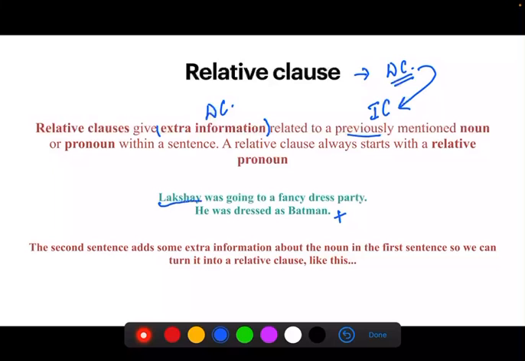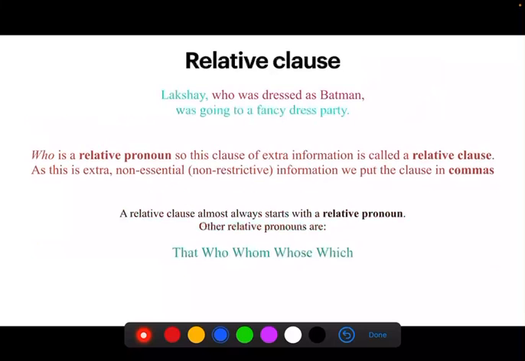So, we can turn it into a relative clause like this. Now: Lakshya, who was dressed as Batman, was going to a fancy dress party. The red highlighted part, who was dressed as Batman, is known as the relative clause. As this is extra, non-essential information, we put the clause in commas.